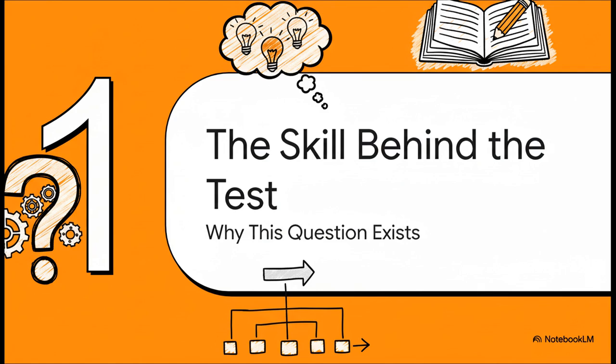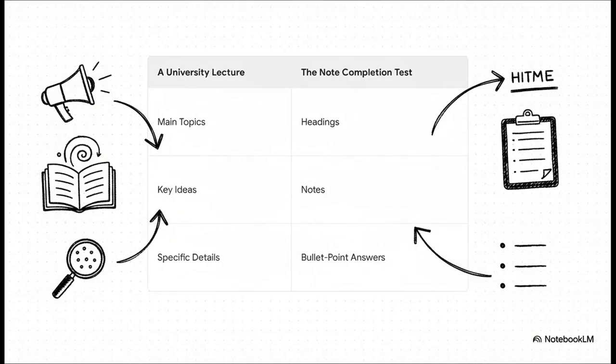Okay, so first things first, let's get our heads around the skill behind the test. I mean, why does this type of question even exist in the first place? Now check this out. This is what's so fascinating. The test is basically a mirror of a real-world skill. Think about a university lecture, right? You've got your main topics, your key ideas, and specific little details. Well, in the test, those just become headings, notes, and bullet point answers. It's the exact same structure, just in a test format.